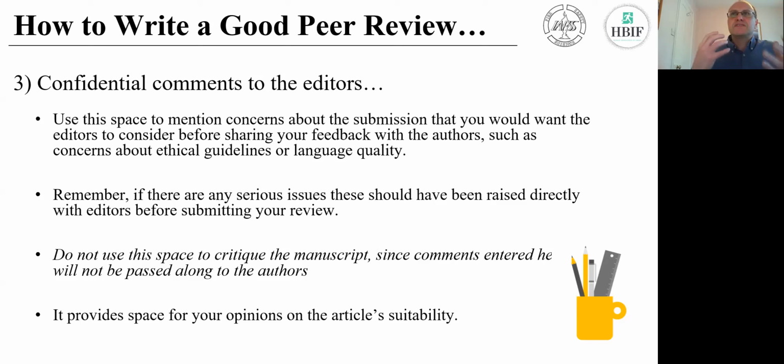So for instance, you've then got a section in the website that tells you about your critical comments, confidential comments to the editor. So you can use this space to mention any concerns about submissions. This is not going to the author, so you shouldn't use it to critique the paper or the manuscript or to say if there are issues or problems with it. You need to bring up other things that are not mentioned, your concerns about submissions. But if there's something major, for instance, if you think it's been plagiarized or something serious, you should bring that up with the editor straight away before finishing your review.